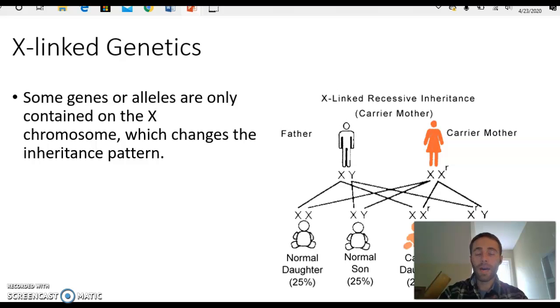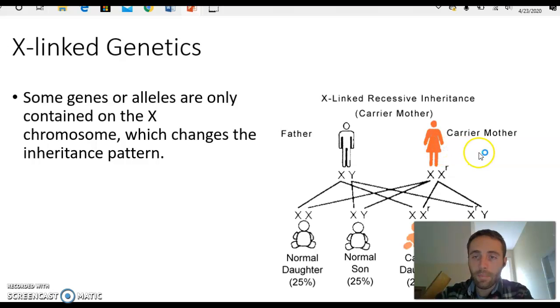If mom is the carrier, this means that unless dad is a carrier for it, it's likely that we're going to see. So let's look at this situation here. Dad in this situation has a normal X chromosome and a Y chromosome. Mom is a carrier for it, meaning that she has the trait, but it's recessive. She has a dominant X chromosome over here that is going to mask the effect of that recessive allele.